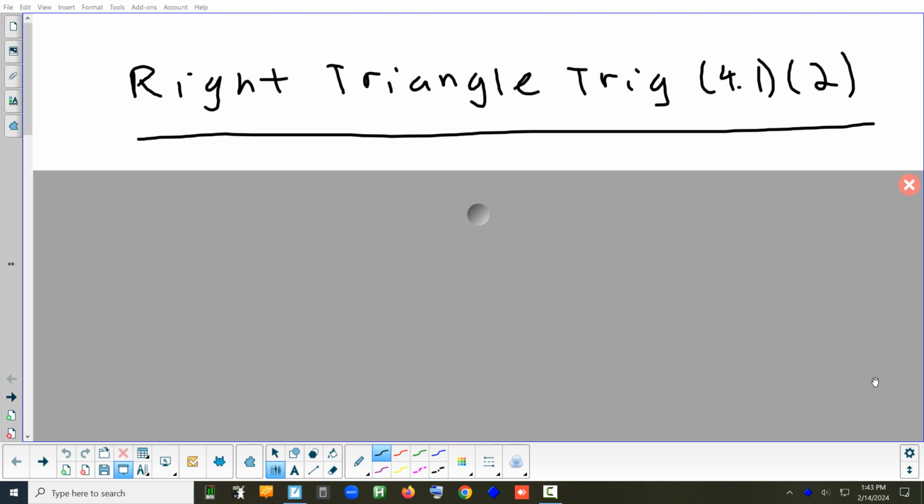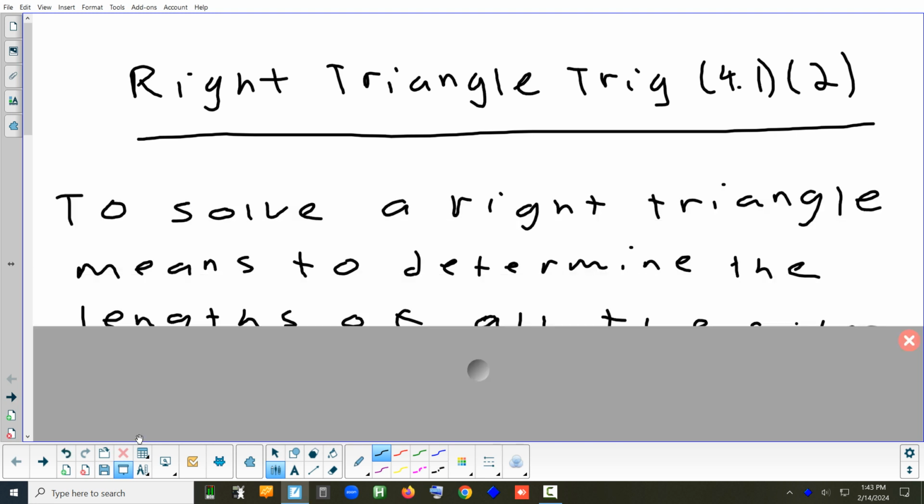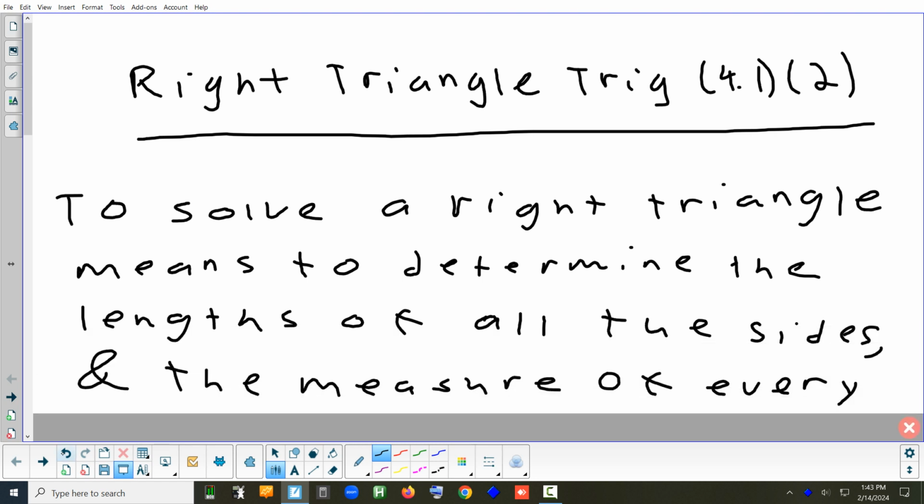Okay, so last section we are looking at is 4.1, part 2. And the goal of this section is to solve triangles. What it means to solve a triangle is basically to figure out how long is each side, how big is every angle. So there's 6 things that we have to know. 3 sides, 3 angles.